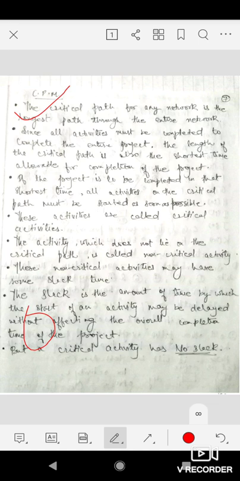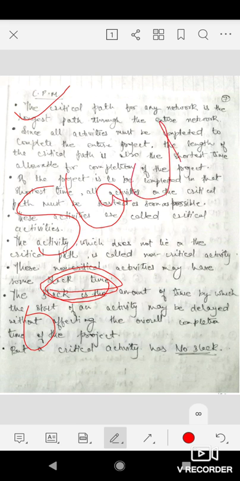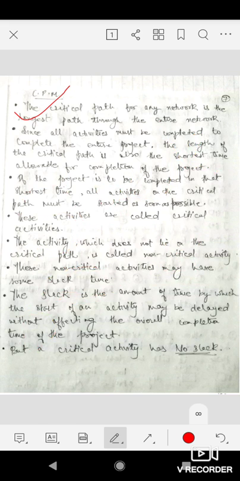The activities which do not lie on the critical path are called non-critical activities. Non-critical activities may have some slack. What do we mean by slack? Slack means extra time or flexibility. You can delay those activities. Slack means the extra time you have so that you can delay those activities. So non-critical activities have some slack, some extra time.